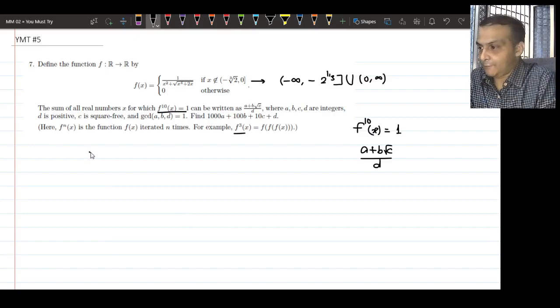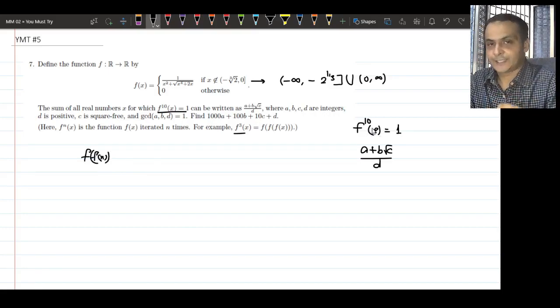Because if I get f of f(x) is equal to x, it is easy to guess what f to the power 10(x) is, meaning f of f(x) applied 10 times, and we can now equate that expression with 1, and we will have an equation.